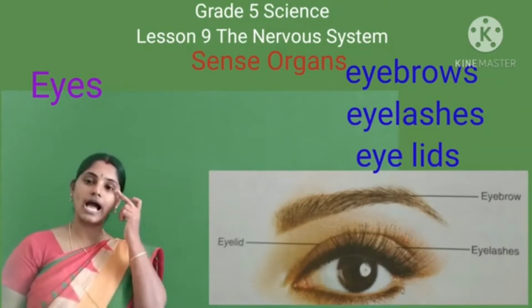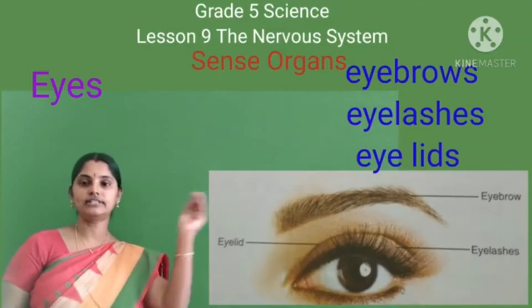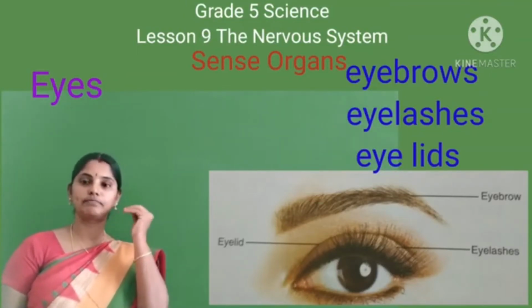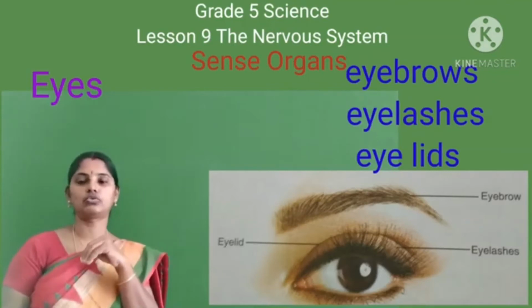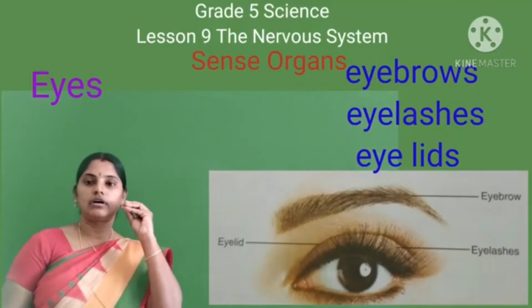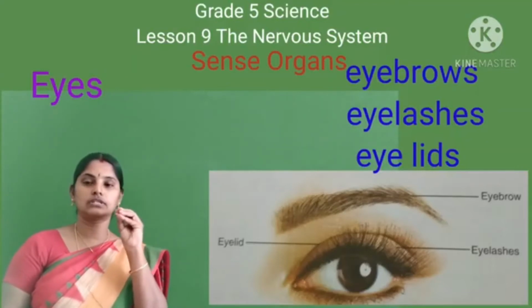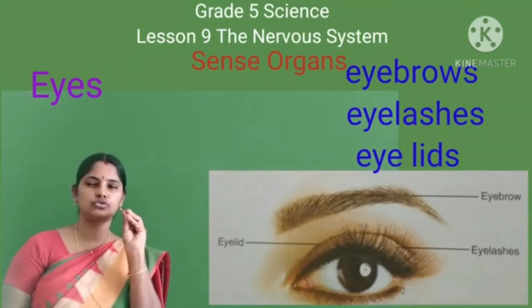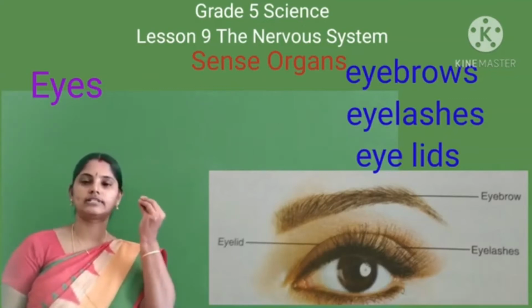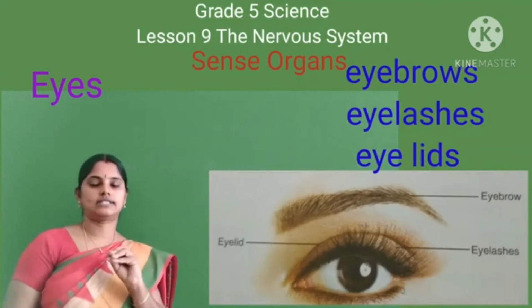Now the eyelashes. We blink. If the wind comes, we blink, no? So it prevents dust from entering our eyes. If there is very strong light or heavy wind, we do like this, no? So the eyelashes prevent these things. So they are safeguarding the eyes.